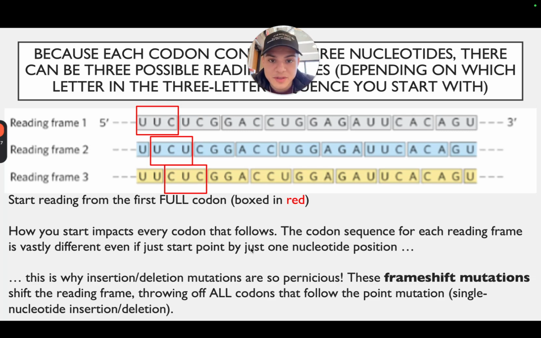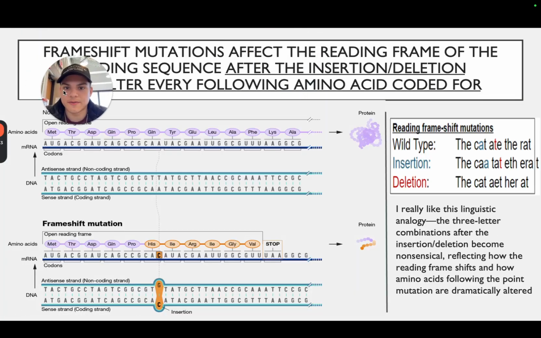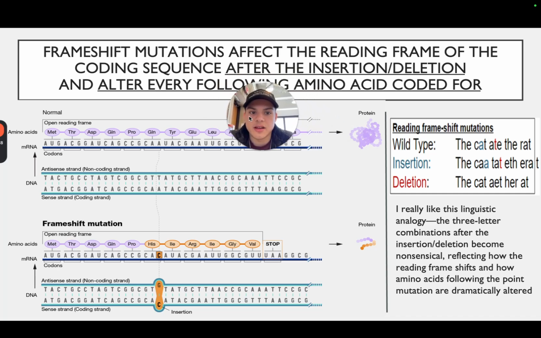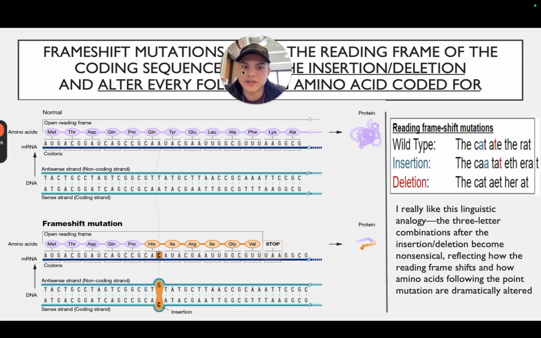And the reading frame is important because if you have an insertion or a deletion of one base, that shifts your entire reading frame, and it gives you all completely new, different amino acids. It's very rare that you have a reading frame shift and it's all the same amino acids. As it states here, it's pernicious, meaning that these frameshift mutations shift the reading frame, throwing off all the codons that follow the point mutation. Frameshift mutations affect the reading frame of the coding sequence after the insertion or deletion and alter every following amino acid coded for.